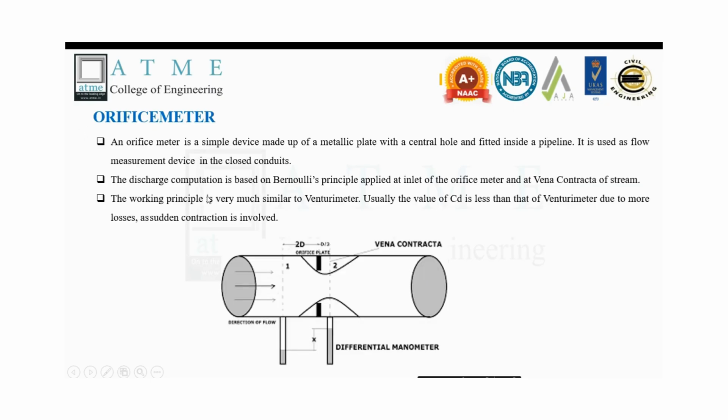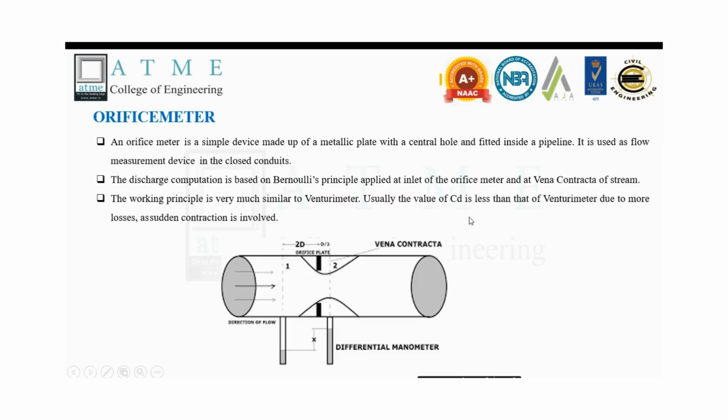An Orificemeter is a simple device made up of a metallic plate with a center hole and fitted inside a pipeline. It is used as a flow measurement device in closed conduits. The discharge computation is based on Bernoulli's principle, which is applied at the inlet of the Orificemeter and at the vena contracta of the stream. The working principle is similar to the Venturimeter.